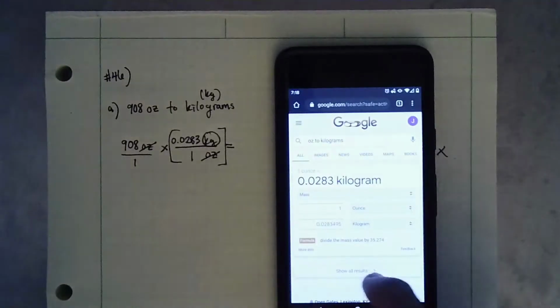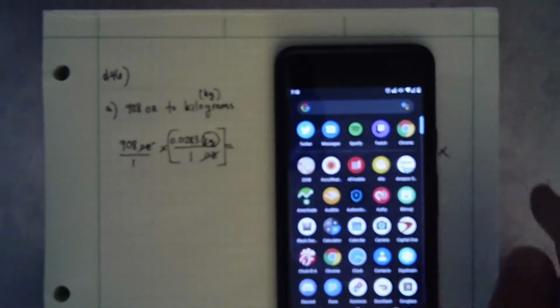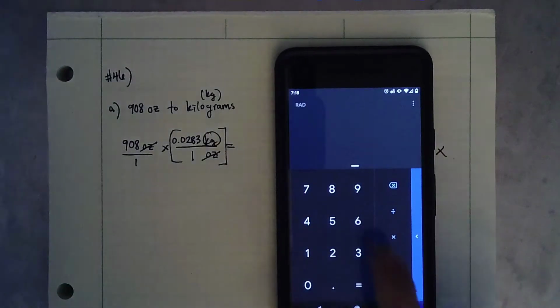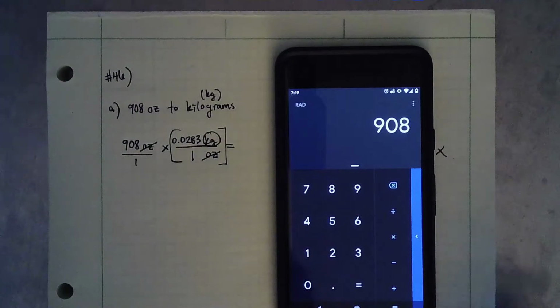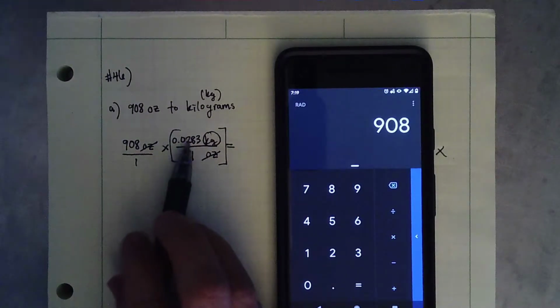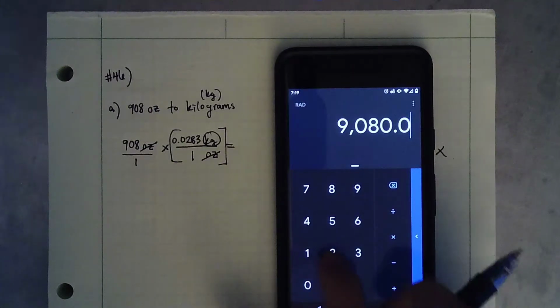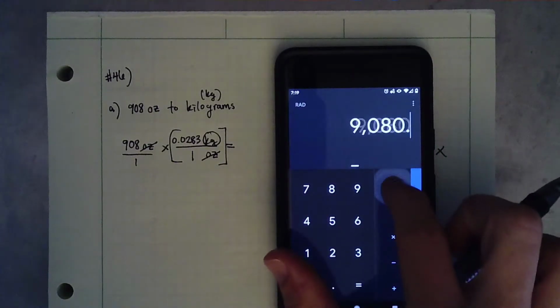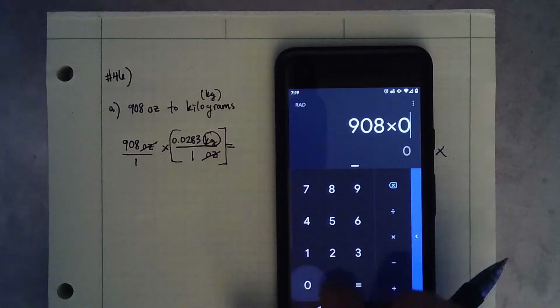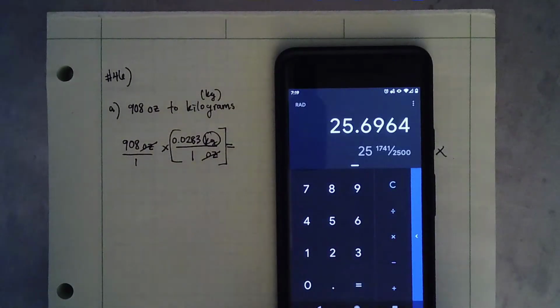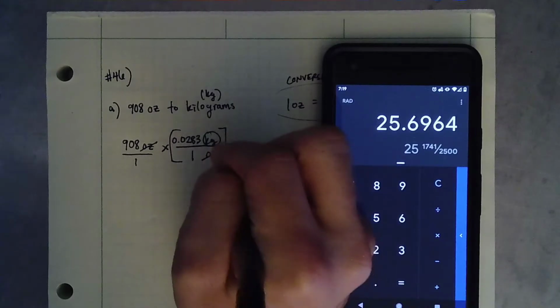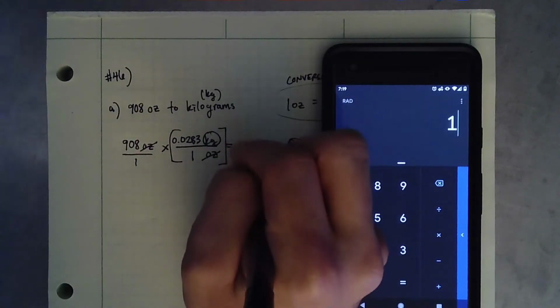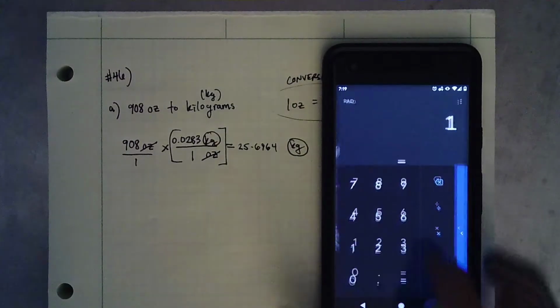So let me pull this back up. Let me go ahead and open my calculator. All right, so I'm going to do 908. Remember, anytime you divide by 1 or multiply by 1, you don't actually have to type that in. It's not going to impact the calculation. But I do have to multiply by the numerator here, 0.0283. Oops, it would help if I actually hit the multiply button. 0.0283. There we go. So just for now, I'm going to write that entire number down, 25.6964 kilograms.